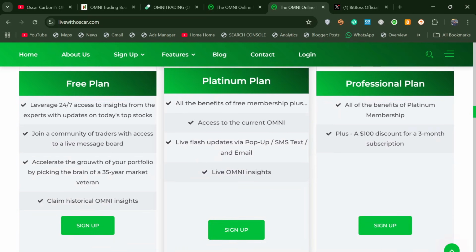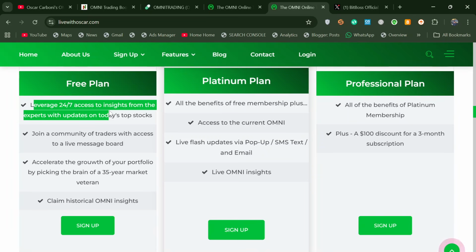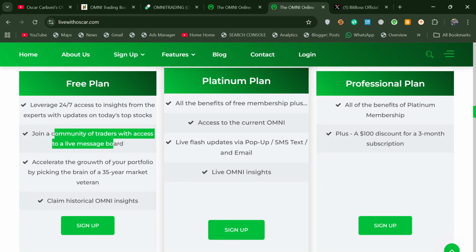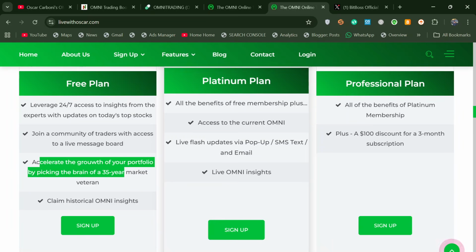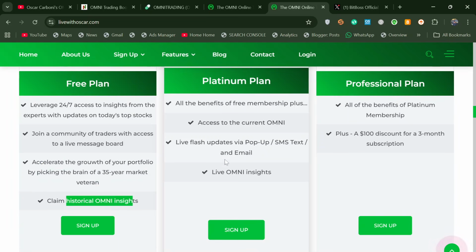First is the free plan. In it you can leverage 24/7 access to insight from the experts, with updates on today's top stocks. Join a community of traders with access to a live message board. Accelerate the growth of your portfolio by picking the brain of a 35-year market veteran and claim historical Omni insights.